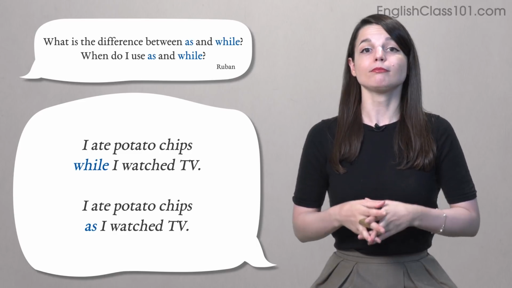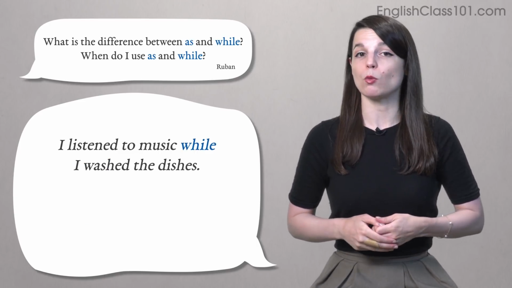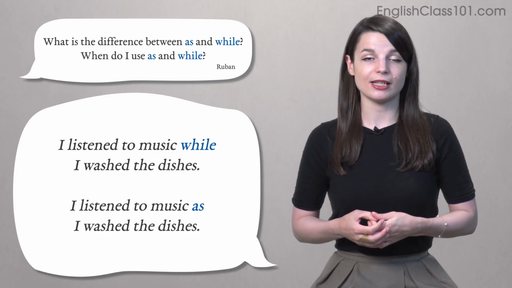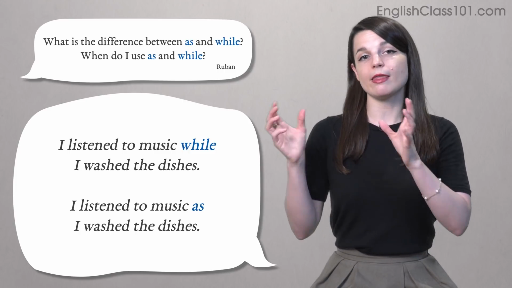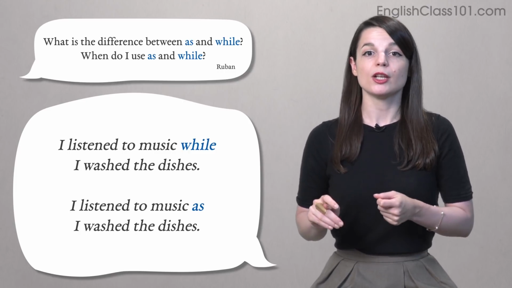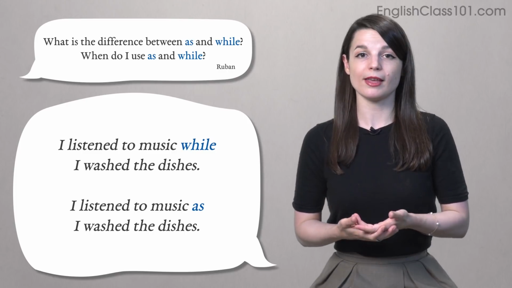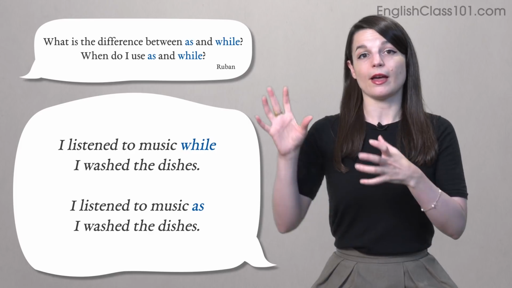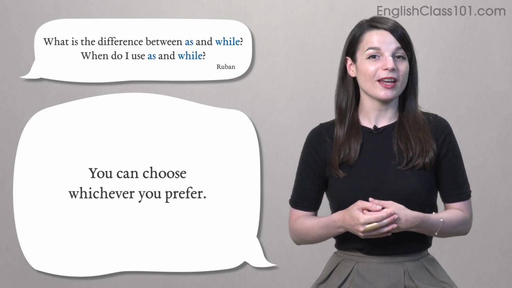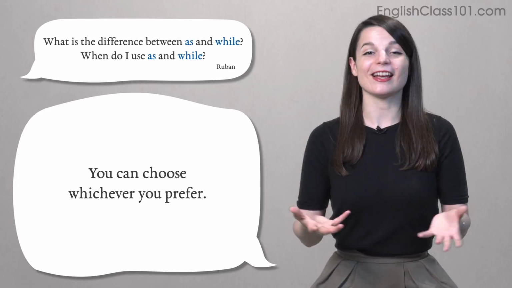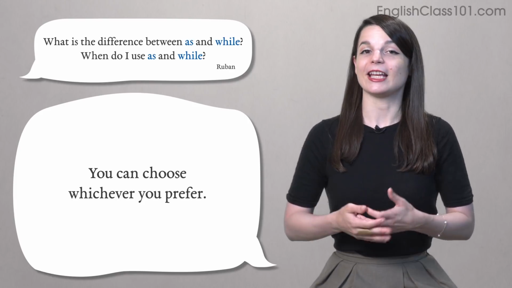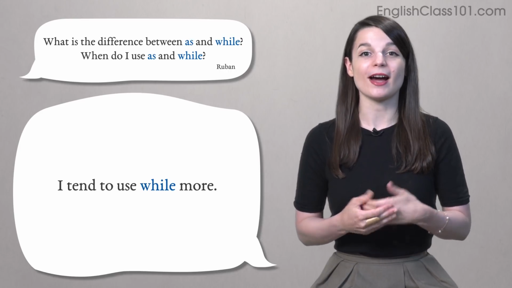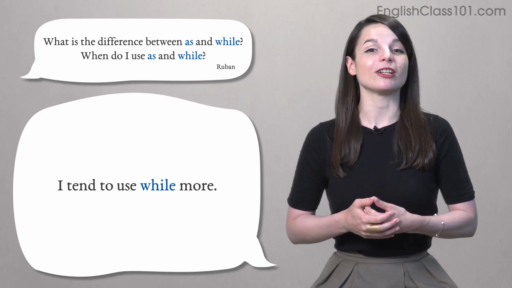Another example. I listened to music while I washed the dishes. And I listened to music as I washed the dishes. So again, in this situation, the main activity is washing dishes. So I place while or as before that, and listening to music is sort of like the bonus or the extra activity. So that comes before the expression. So yes, you can use as and while in the exact same way here to talk about actions that happen at the same time. Again, for me, while sounds a little more casual, so I tend to prefer that a bit more in my everyday speaking and writing.